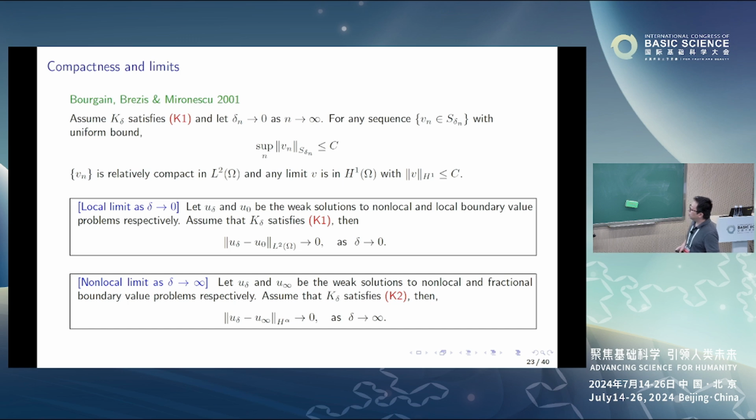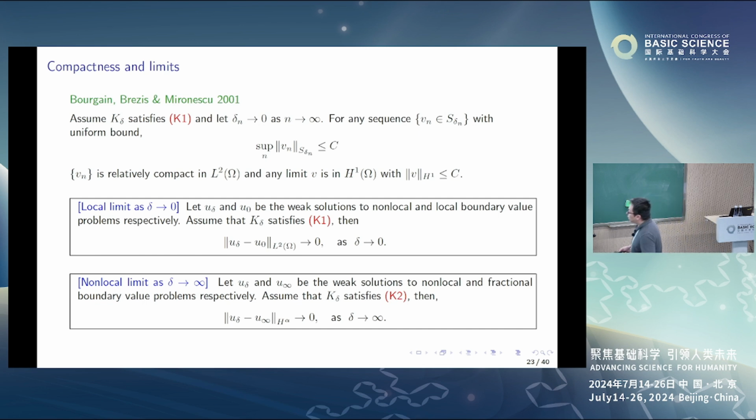Okay? Then combining this compactness result with the energy argument based on the variational formulation, we can prove that when delta goes to 0, the solution to the nonlocal model converges to the solution to the local model. Okay, U0 means the solution to the local PDE, and this difference converges to 0 strongly in the L2 sense.